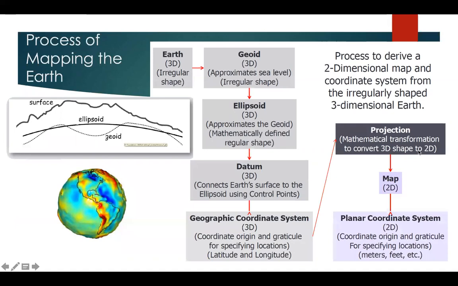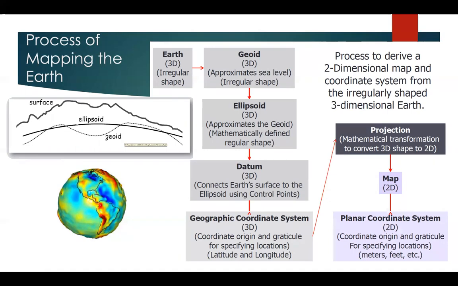This is the process that we go through to get from the Earth, which is a three-dimensional irregular shape, aka the globe is pretty bumpy, to a more regular shape that we can use to make a map.